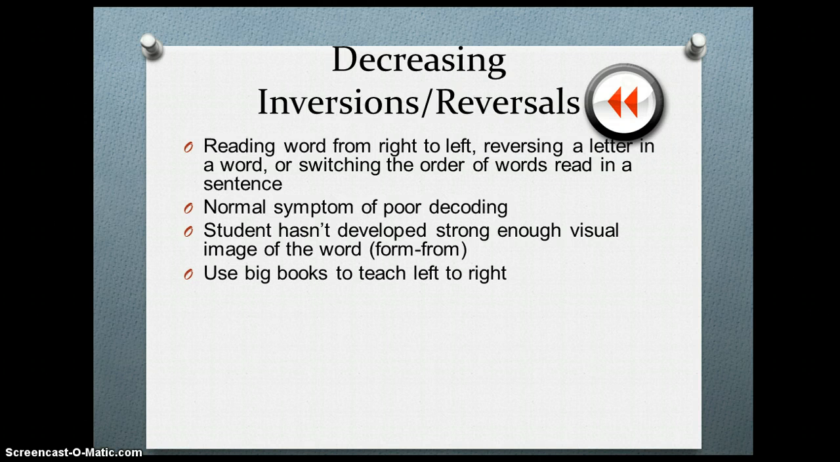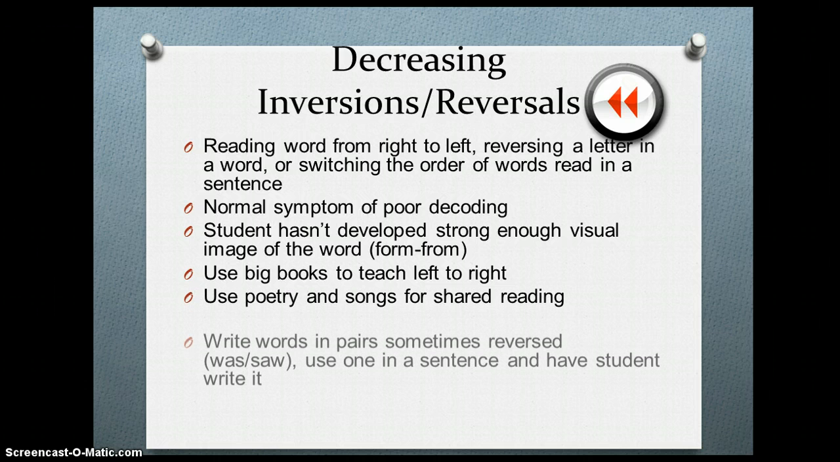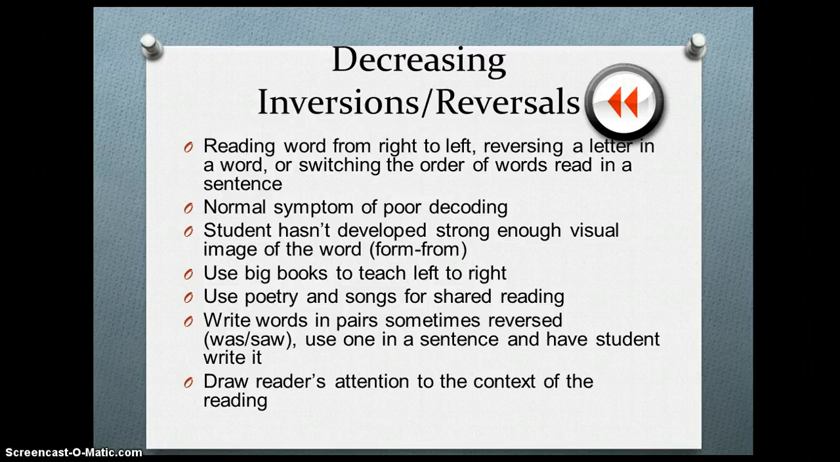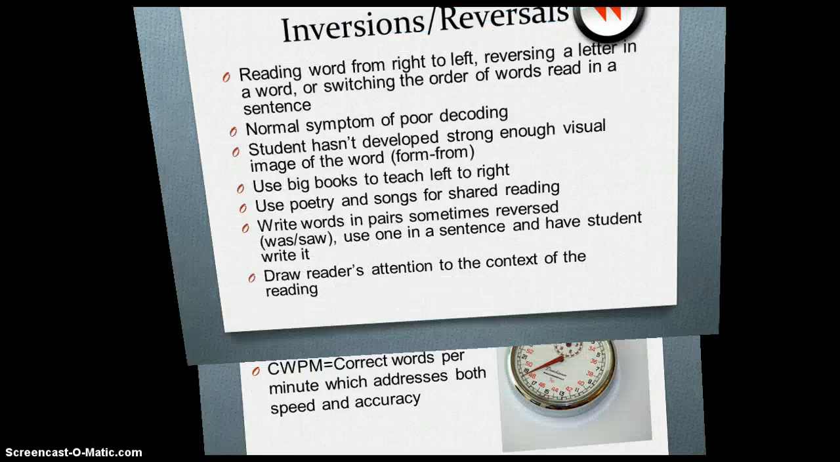letters. You'd want to use big books to teach left to right, use poetry and songs, and write words in pairs that sometimes reverse, like was and saw. Use one in a sentence and have the student write it, and draw the reader's attention to the context of the reading.